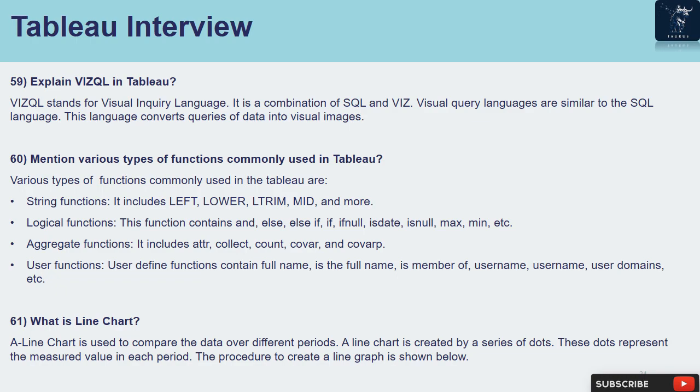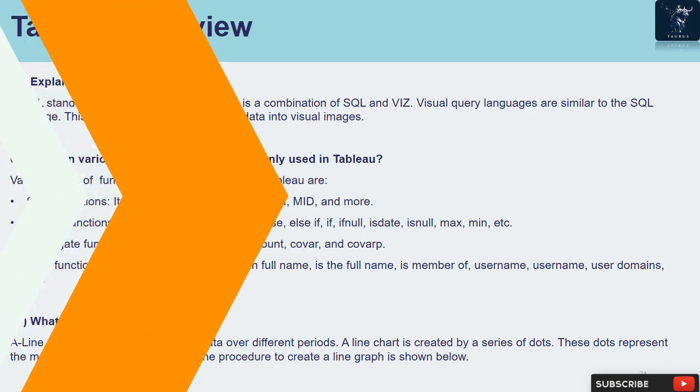61. What is line chart? A line chart is used to compare the data over different periods. A line chart is created by a series of dots. These dots represent the measured value in each period. The procedure to create a line graph is shown below.